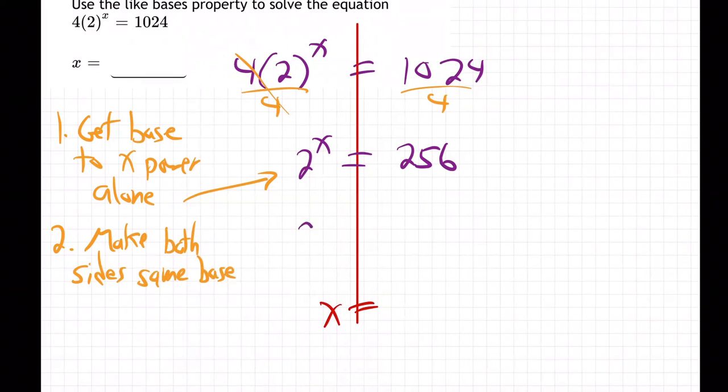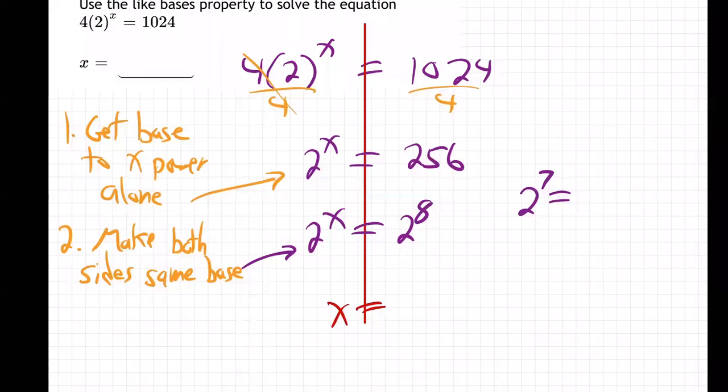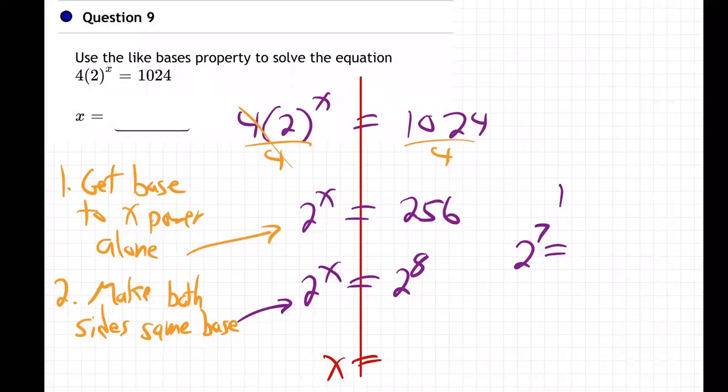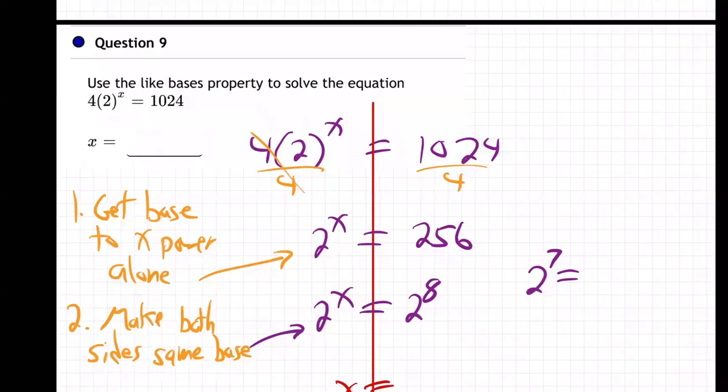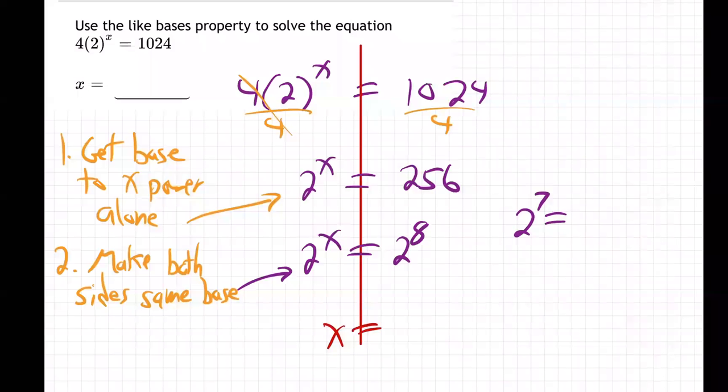Okay, well, the left side already is 2 to the x. What about the right side? What am I going to do on the right side? Well, use your calculator. If you do this on your calculator, I think it's 8. Let me check. You could just guess, like 2 to the 7th power is 128. 2 to the 8th power is 256.